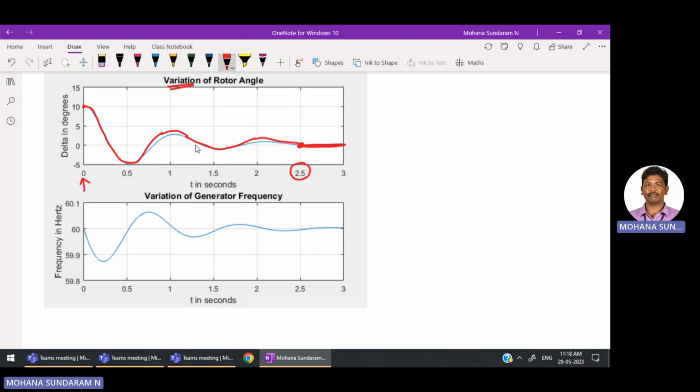It settles down. Now, when this rotor varies, see, the system frequency was initially 60 hertz. The frequency also varies. See, it drops down, increases, drops, increases like that. And when this settles down, this also will settle down to the original value, that is 60 hertz. That means if the system fault is cleared within this 2.5 seconds, the system can remain in stable mode.